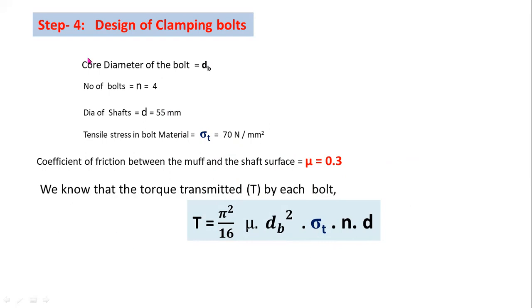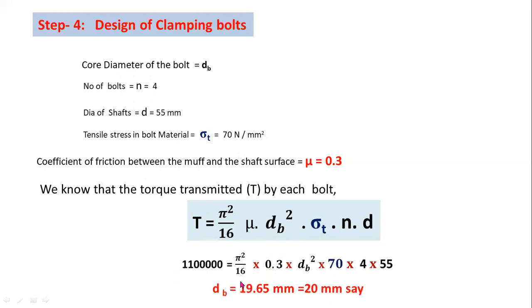Now you have to substitute the value of T, mu, sigma t, n and d. After substituting these values, you can get the value of dB, diameter of the bolt, core diameter of the bolt. You can get the value of core diameter of the bolt, dB equal to 20 mm. So this is the final answer for this problem.